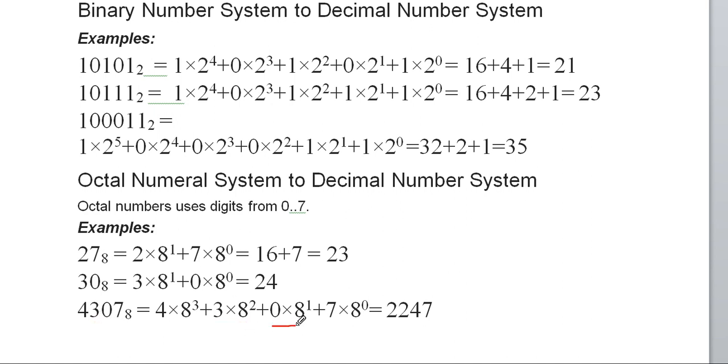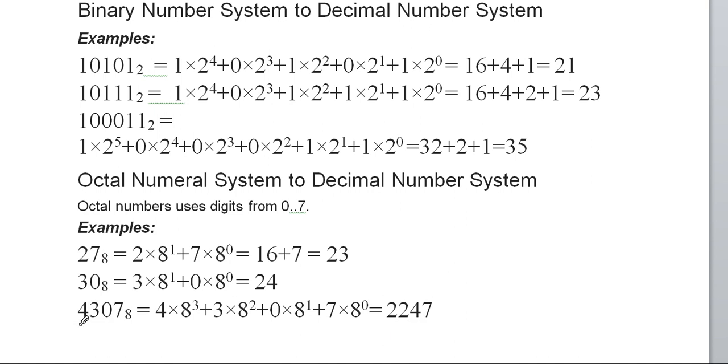Then in the third step, the third digit is 0. It will be multiplied by 8 to the power 1, the decreasing power of 8. In the second step it was 2, so in the next step it will be 1. In the last step, it will be 8 to the power 0. So after the calculation, you will get the result, which is 2247, the equivalent decimal number.